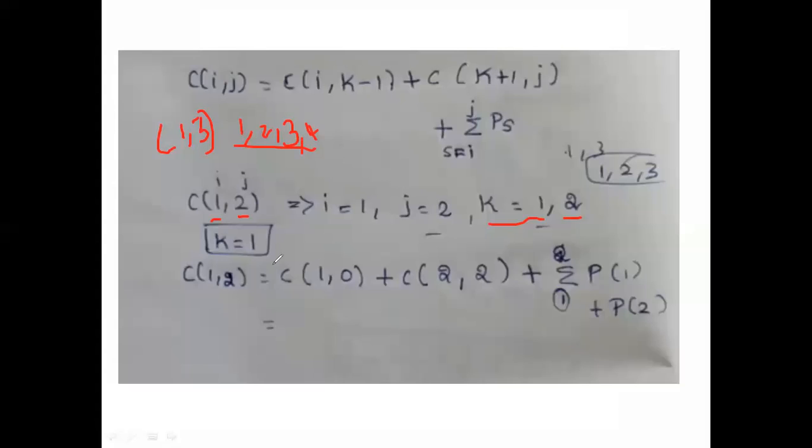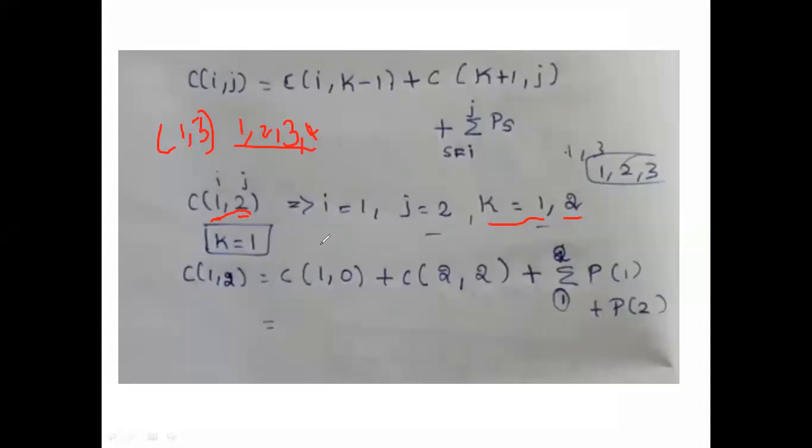So I think you understand how to find k values. Here 1 comma 2, so the k value is 1 or 2. 1 comma 3 means 1, 2 and 3. 1 comma 4 means 1, 2, 3 and 4. Okay. So now 1 comma 2.